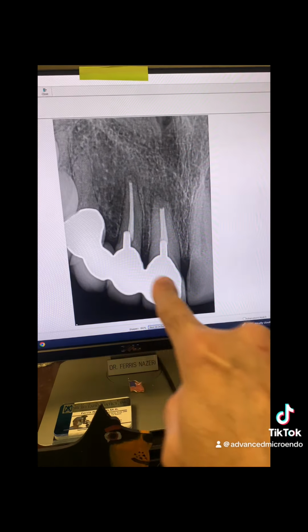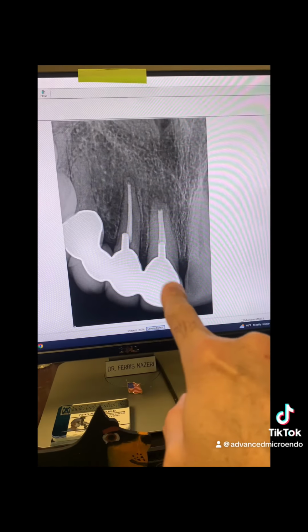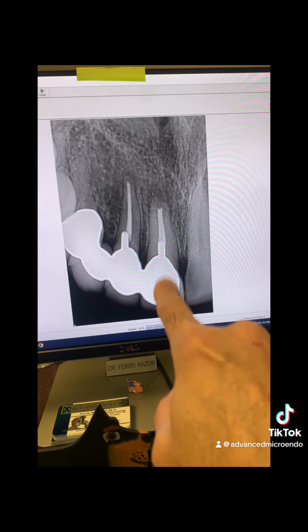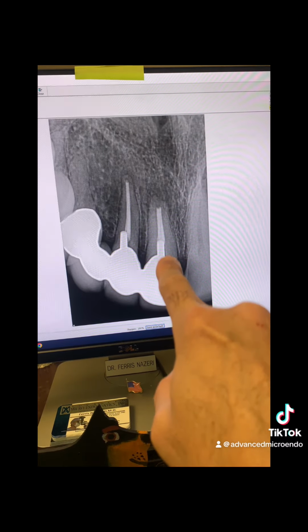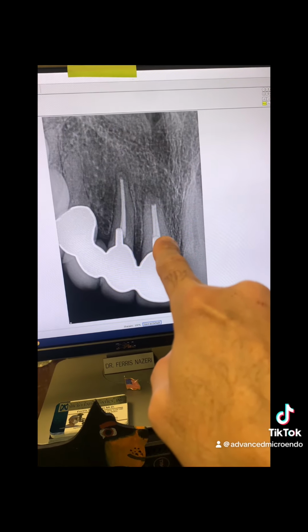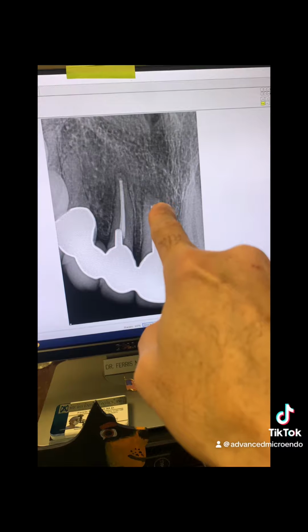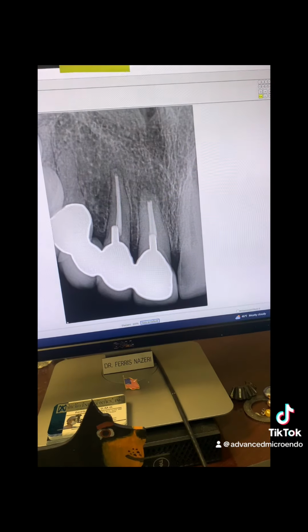So you can see, as I said, there's a 3-unit bridge here, tooth number 8, prefab metal post, root canal here. You can see root resorption and a periapical lucency.